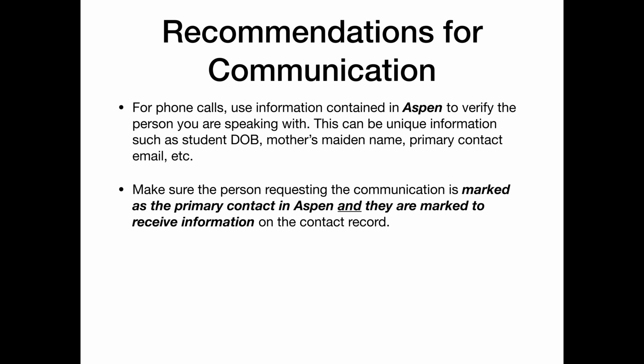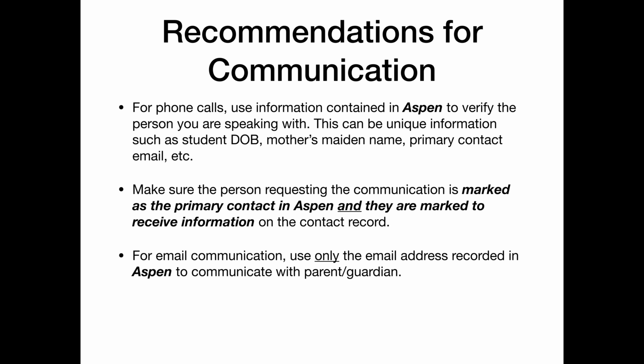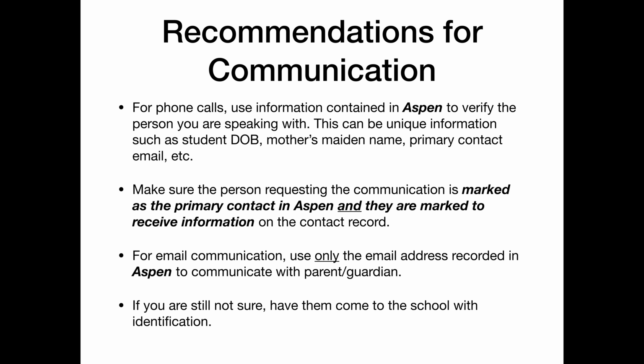Make sure the person requesting the communication is marked as the primary contact in Aspen, and they're also marked to receive information on the contact record. For email communication, use only the email address recorded in Aspen to communicate with the parent or guardian. And if you're still not sure, have them come into the school with identification.